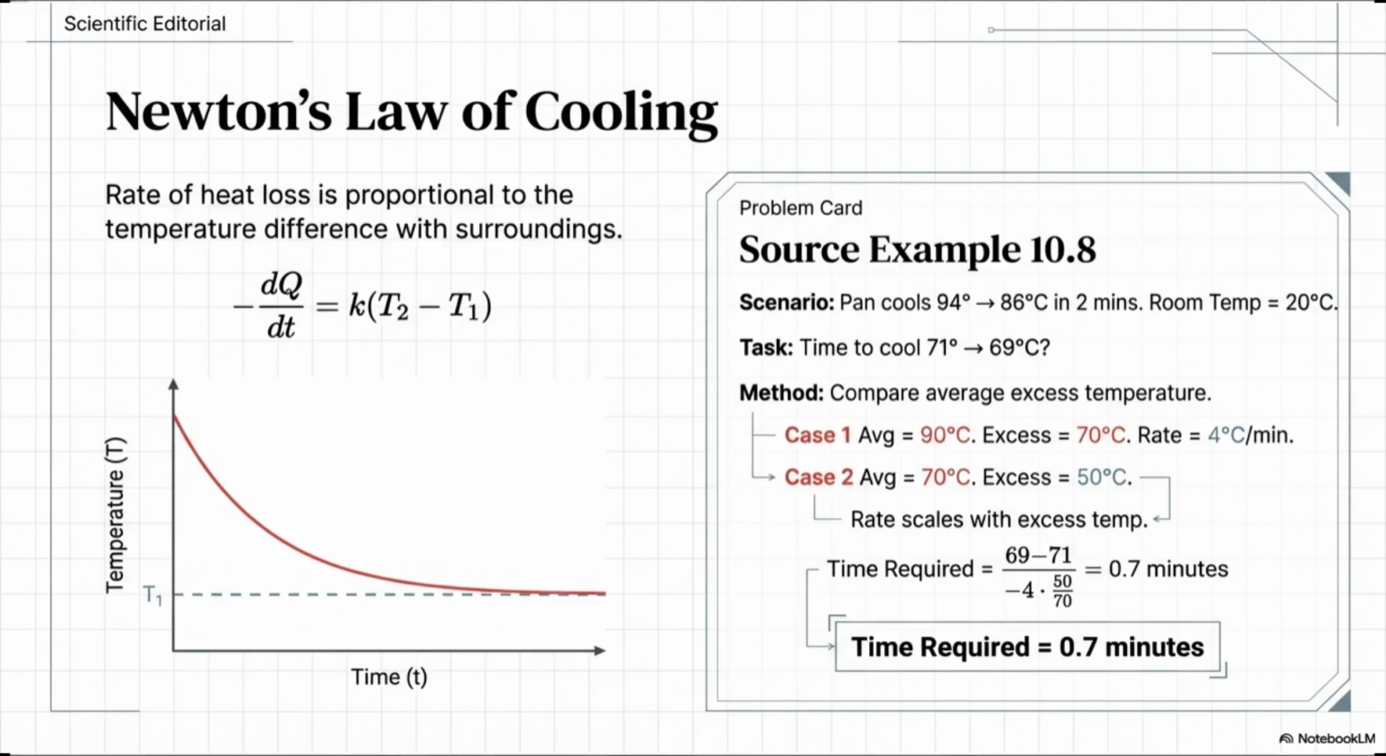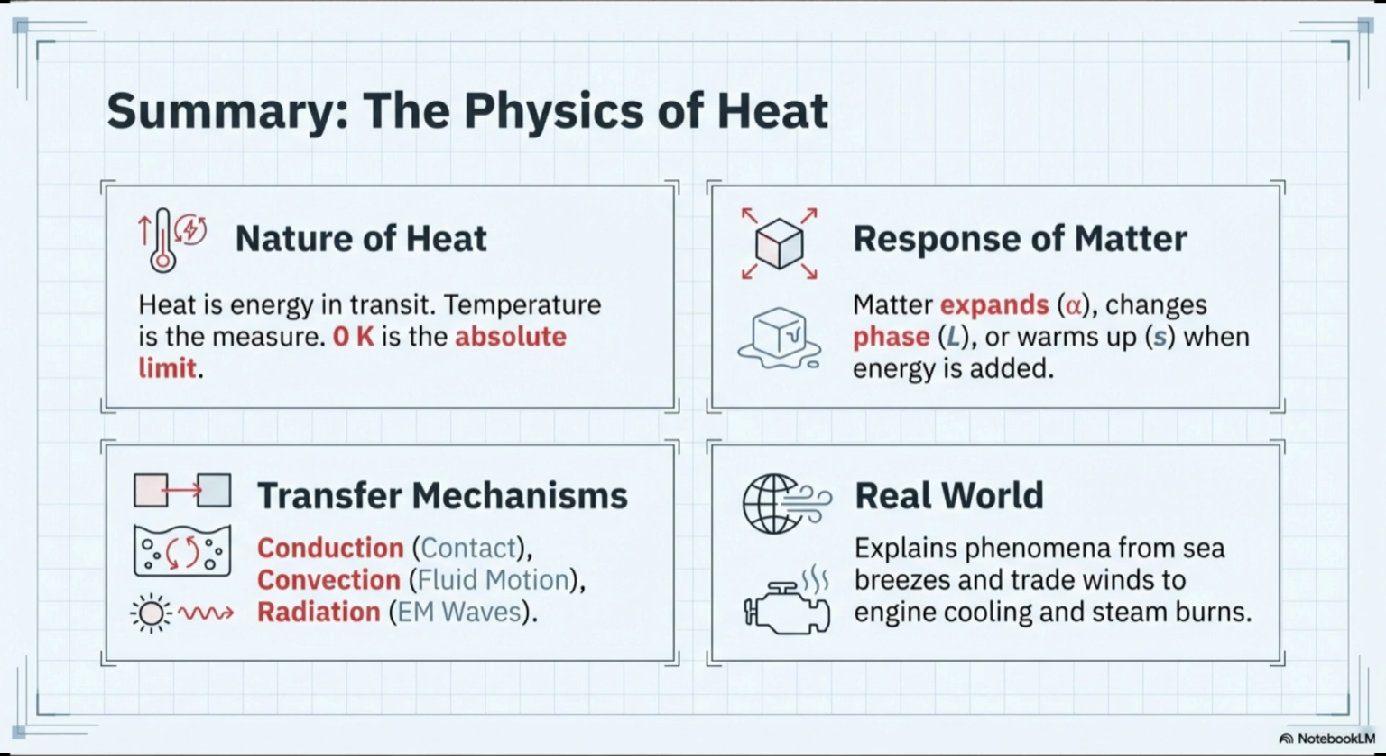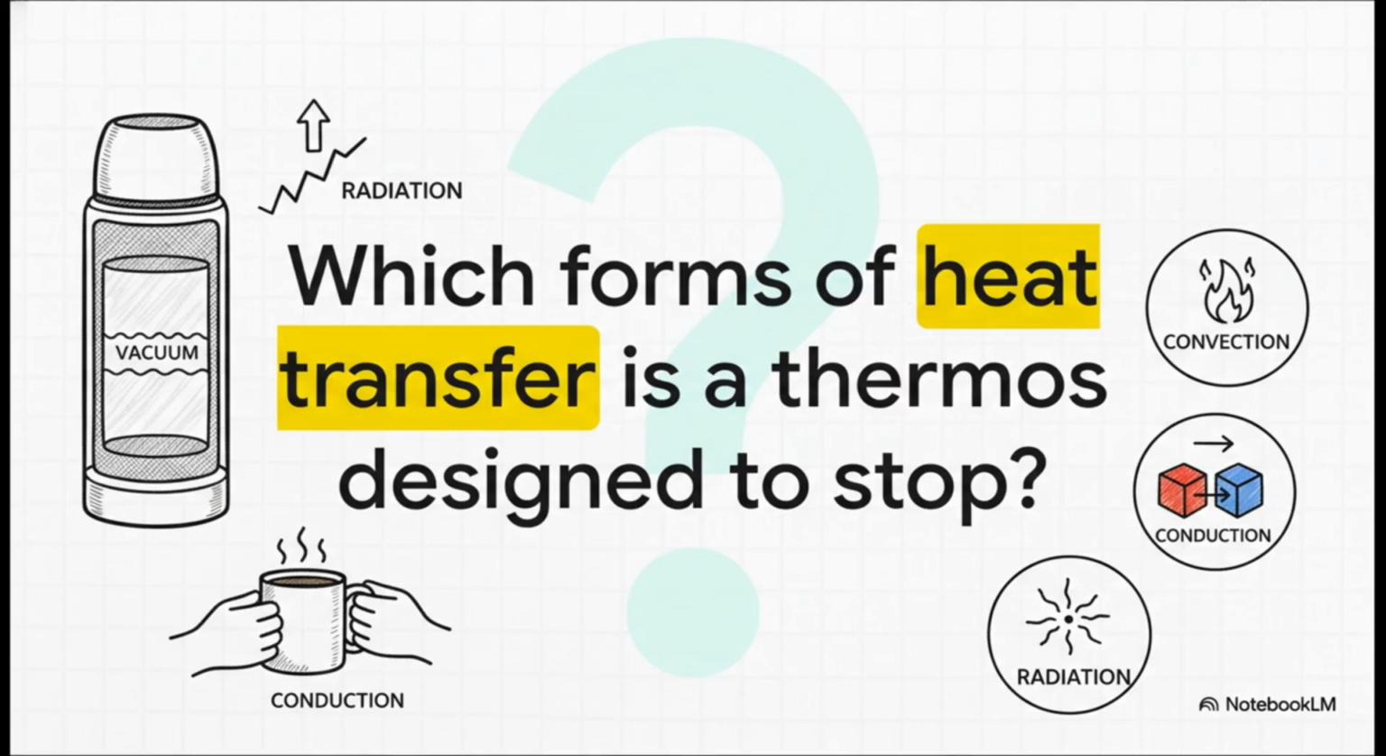And that brings us to a final thought for you to chew on. Think about a thermos. Its whole job is to stop heat transfer, right? To keep hot things hot and cold things cold. So, based on how it's built, with that vacuum layer, the shiny silver surfaces, the tight lid, which of the three forms of heat transfer do you think it's designed to stop? Conduction, convection, radiation? Give it some thought.